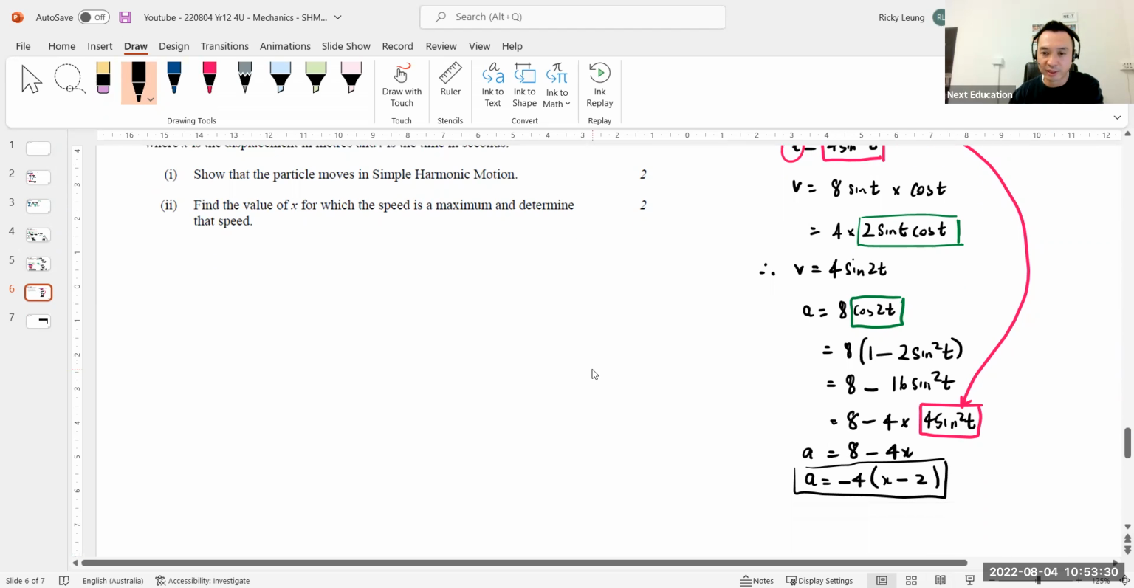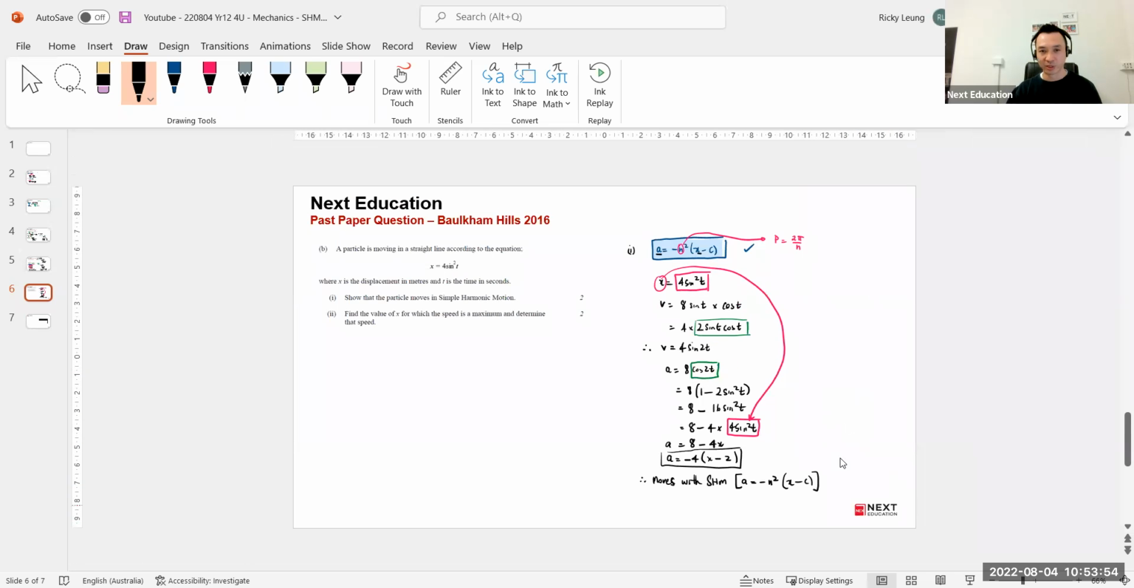So do I have any spaces? Okay, therefore it moves with simple harmonic motion because a is equal to minus n squared x minus c. n in this case is 2, and the center is 2, right? Sorry, let me put c there. Perfect. How's that? 2 marks, right? It's a classic question, classically set.